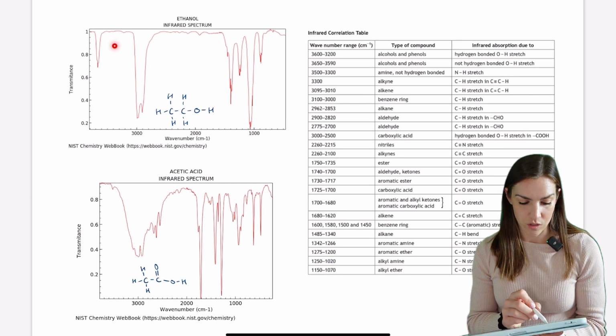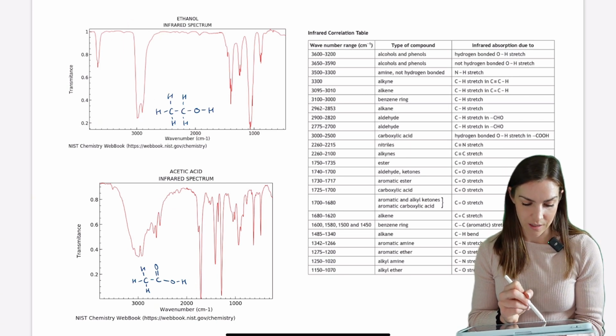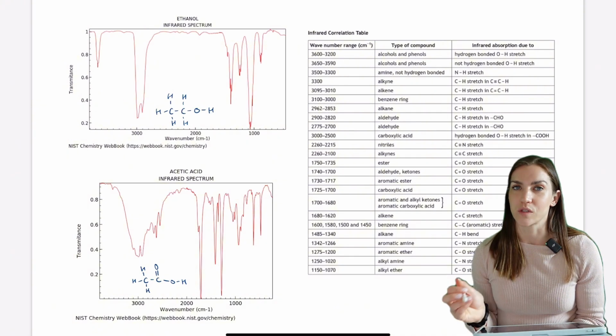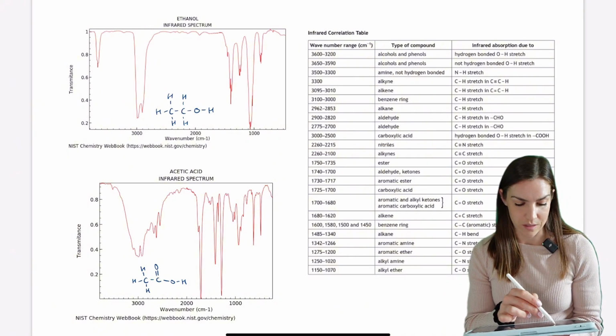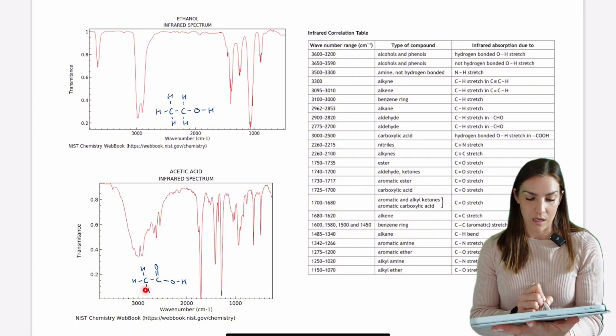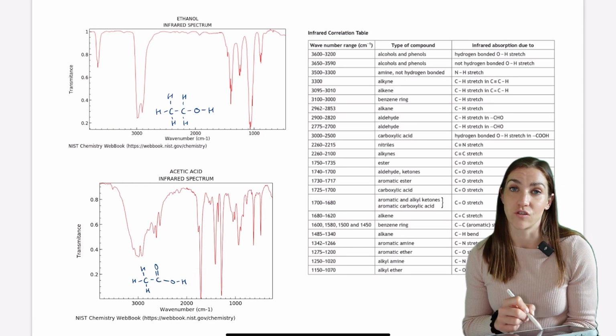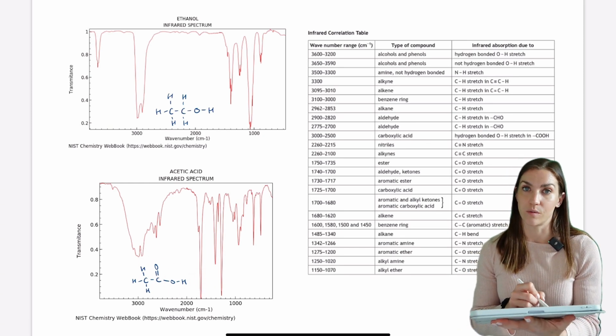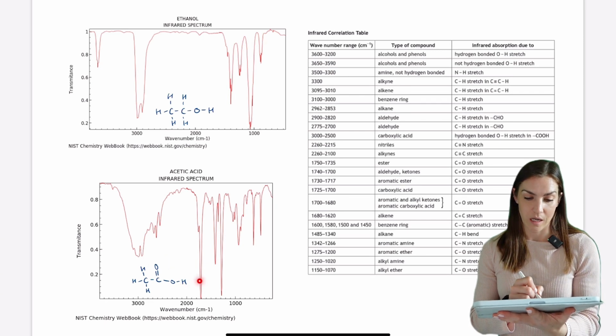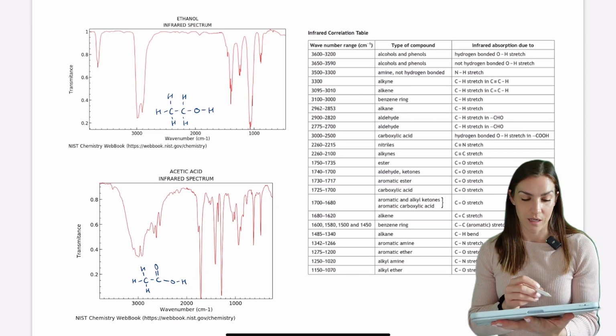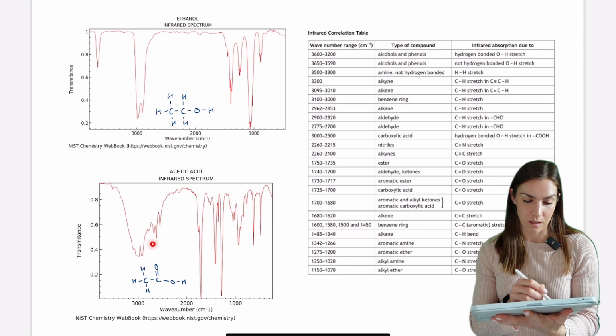But if you do see a broadish stretch, then you've most likely got a hydroxyl group around about this area of the spectrum. If we look here, we've got ethanoic acid. Although it's not classed as a hydroxyl group here, it is a carboxyl, because it's the whole carboxyl group. It still has that hydrogen bonded OH stretch, and you can see that's a broad peak here as well.